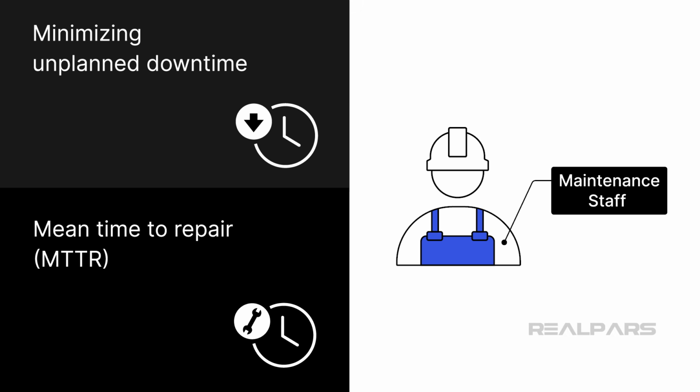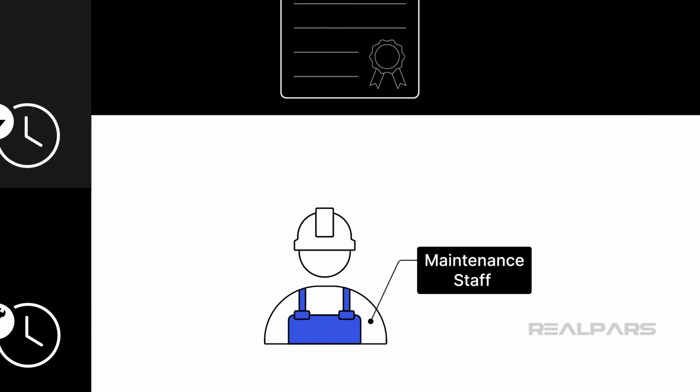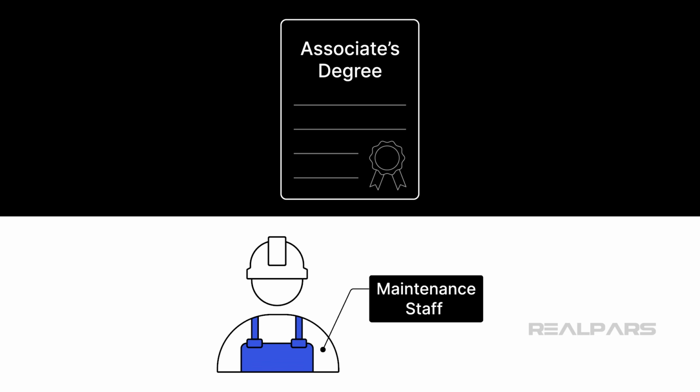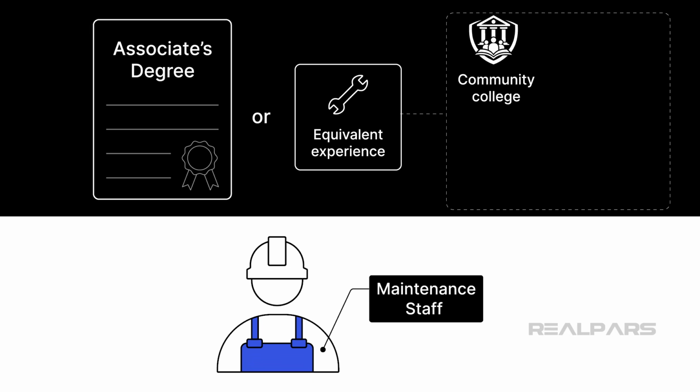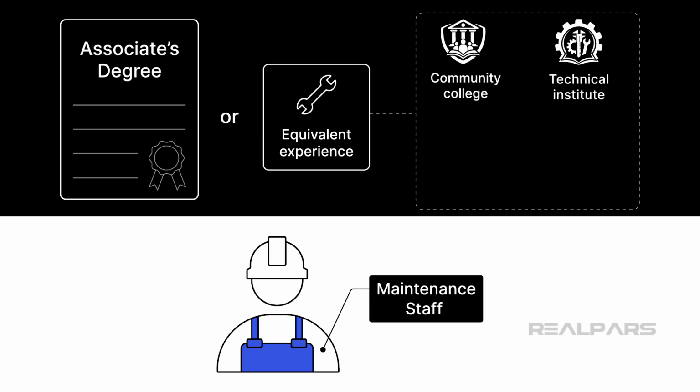A maintenance engineer's performance is typically measured on minimizing unplanned downtime and mean time to repair, or MTTR. Most maintenance roles call for a 2-year associate's degree or equivalent experience, whether that comes from community college, a technical institute, military training, or an apprenticeship.